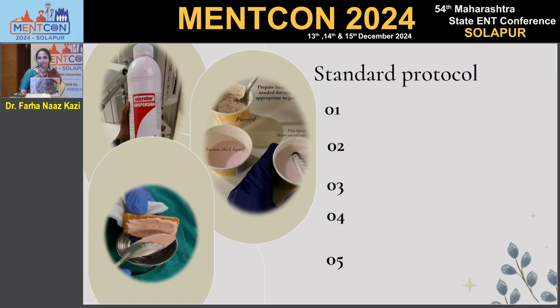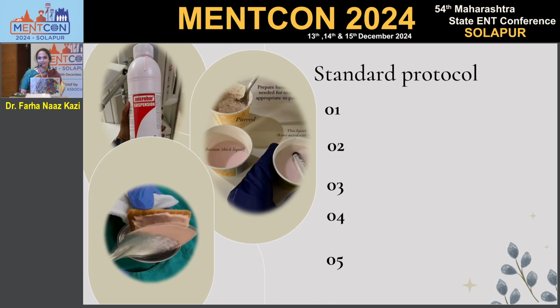Now, is there a standard protocol? To assess video fluoroscopy, we need a contrast agent. So in India, we have Microbar suspension powder, which is used in various consistencies like thin liquid, semi-thick, or a puree consistency. And in the few patients who have solid food dysphagia, since we do not have barium cookies, we coat the swallowing biscuit with some barium paste.